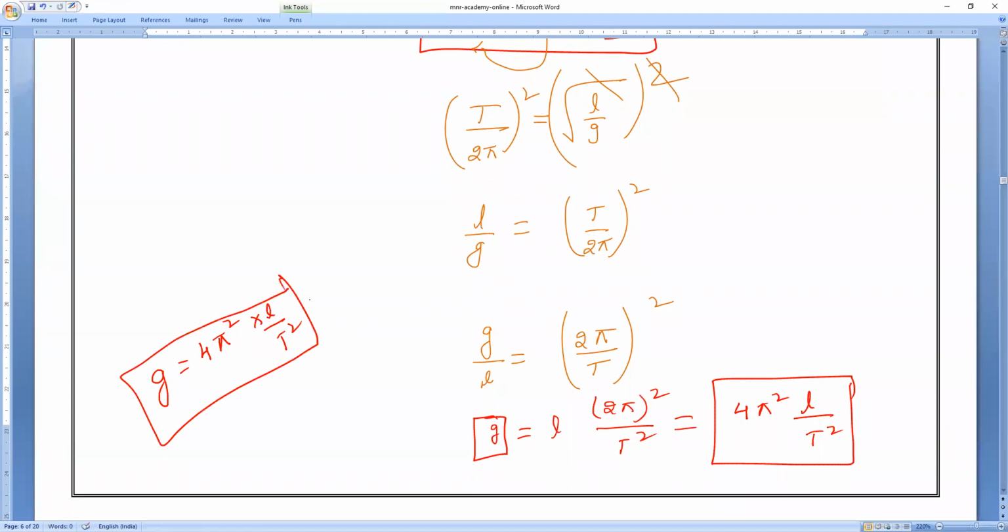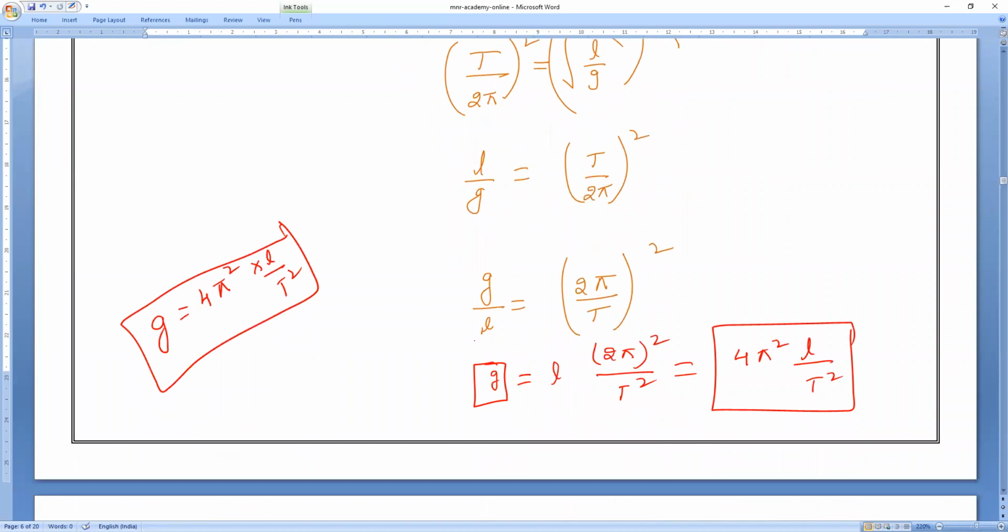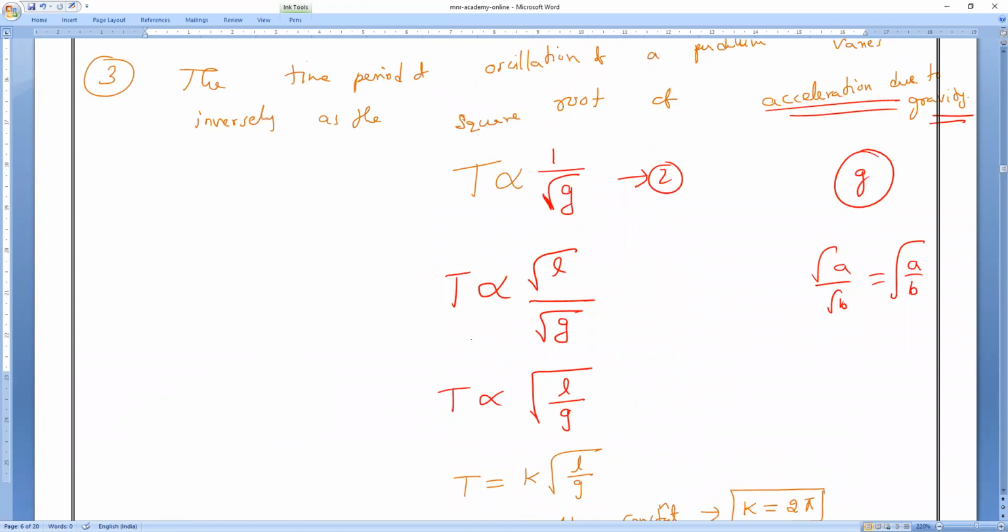So you can use the simple pendulum cases, time period and g value. These are the formulas. Anybody having doubt, you can ask me. You can even conduct the experiment also and solve that one. Okay. So please go through that and write it. Any doubt, anybody can ask me.